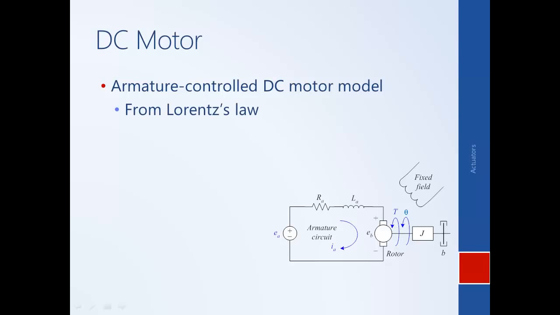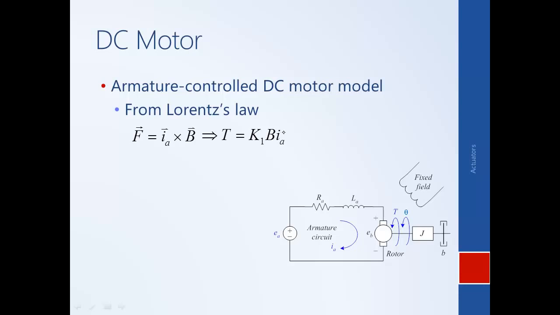Thinking back again to how the motor works, from Lorentz's law we know that the force generated on the rotor is a function of the current through the armature and the strength of the magnetic field B. Also, thinking of how a force acting at a distance, or a force with a moment arm, generates a torque, we can come up with an equation for the torque being generated by the motor or applied to the rotor, where this constant K basically is based on the geometry of the motor, the number of coils, the position of the coils relative to the magnetic field.